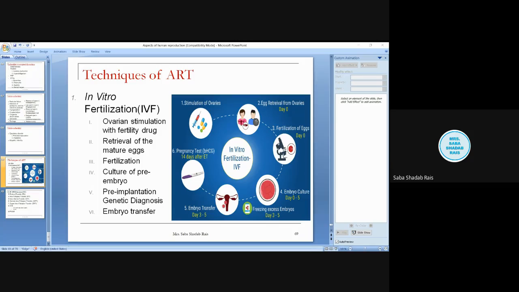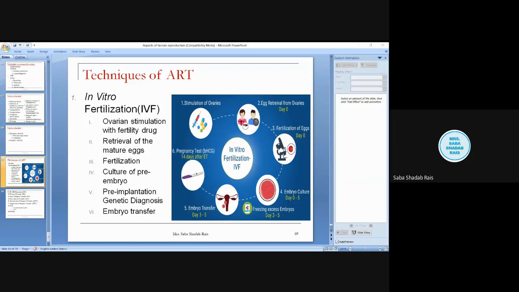But as far as the success rate is concerned, although it is expensive, the success rate is only 30%, and it is further reduced if the woman is 40 plus in age. There are various steps in IVF.